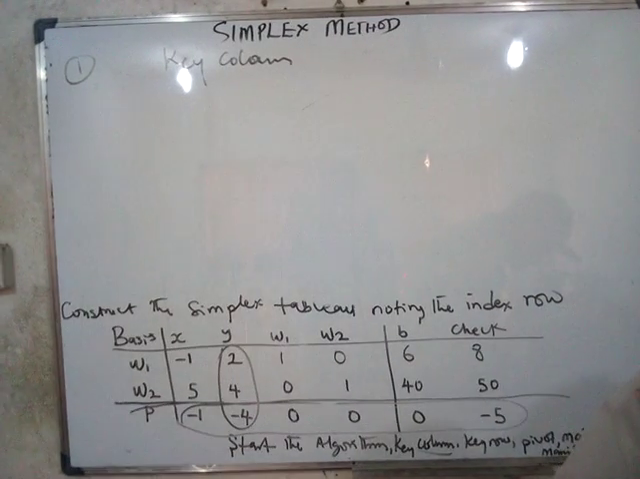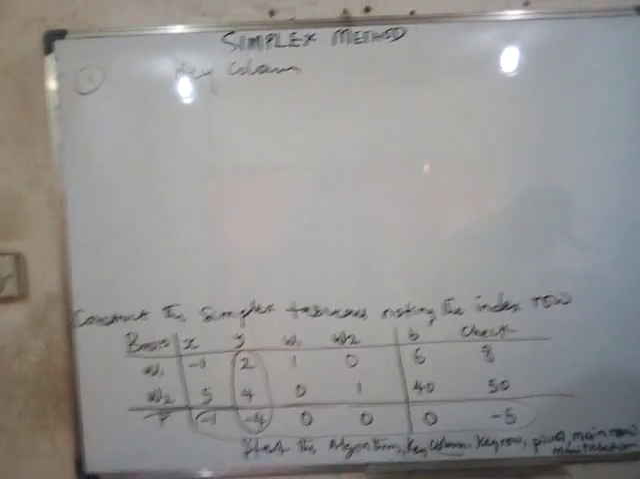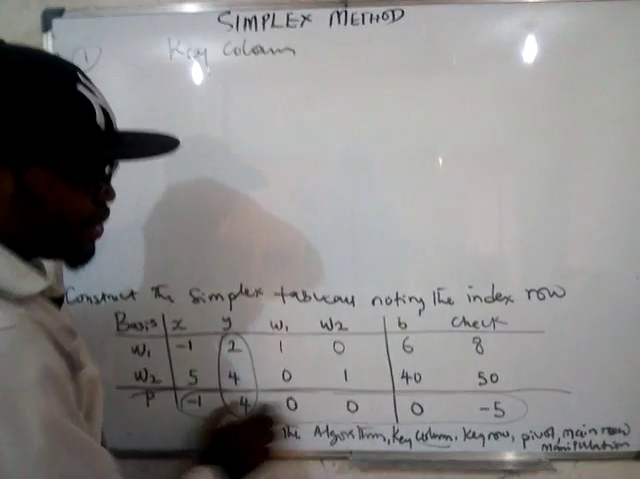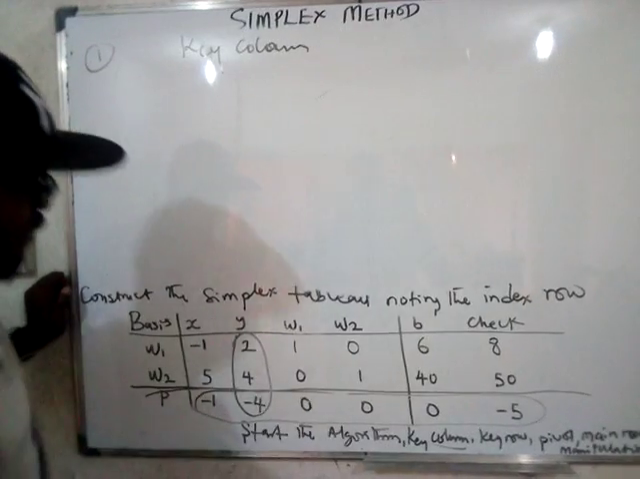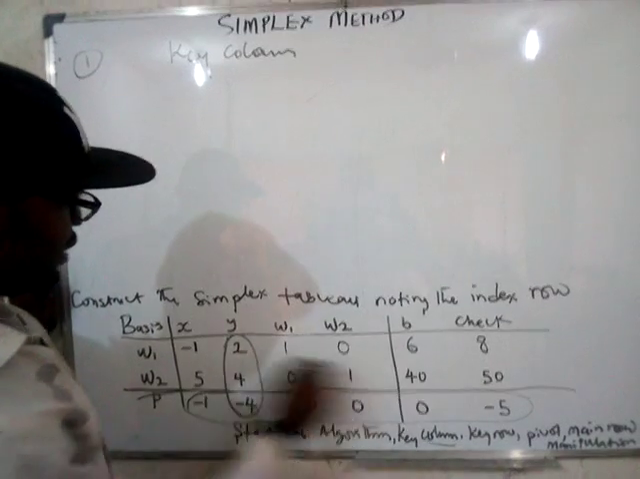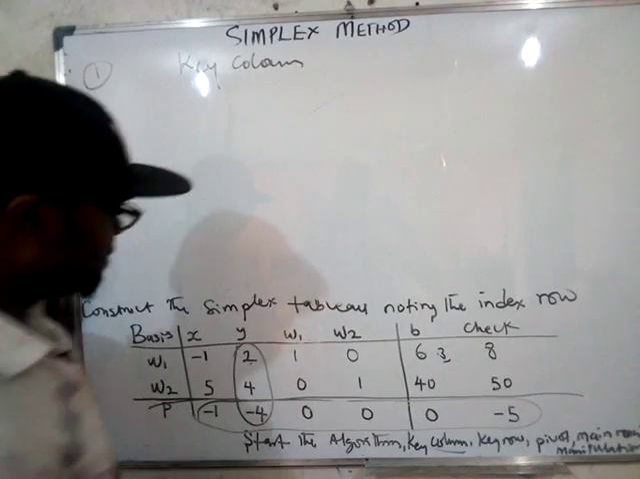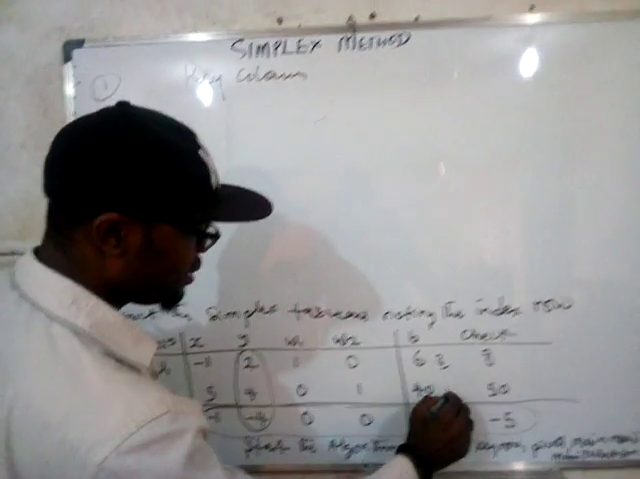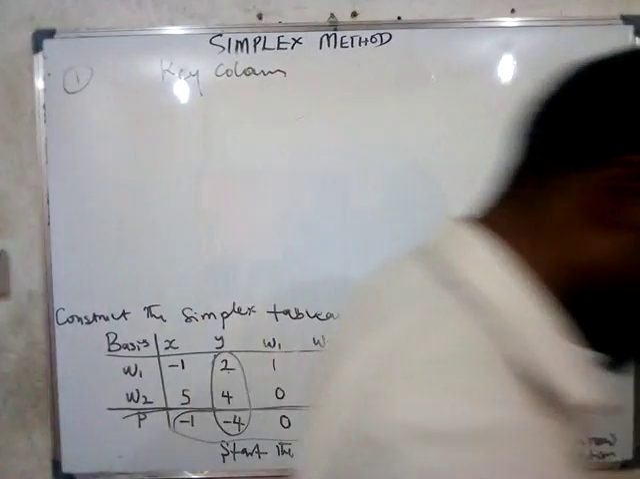In each row, we now divide the value in the B column by the positive entry in the key column. Now we have the key column here. Now we have the B column. So divide by the positive entry. This is negative entry, so forget about it. So we divide by this. 6 divided by 2 will give us 3. Let me write small thing here, 3. Then 40 divided by 4 will give us what? 10.